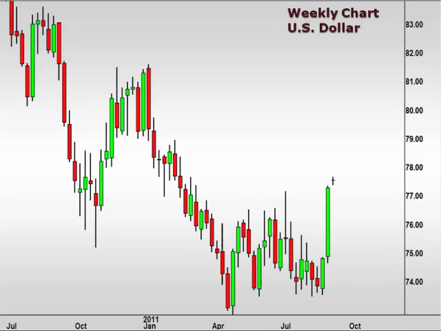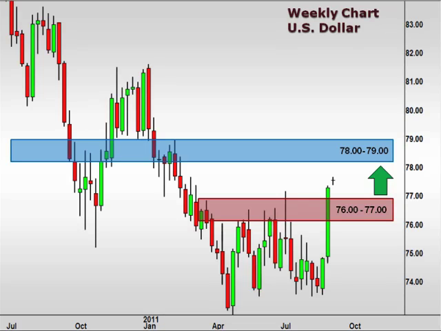Let's take a look at a weekly chart of the US dollar index. This is a great way to gain perspective as to how the US dollar has been trading against a basket of currencies. We can see that the US dollar continues to climb against most major currencies, breaking beyond the 76.77 resistance level. We may see a retracement back down into this zone to test support. However, the next upside target sits at the 78.79 level.